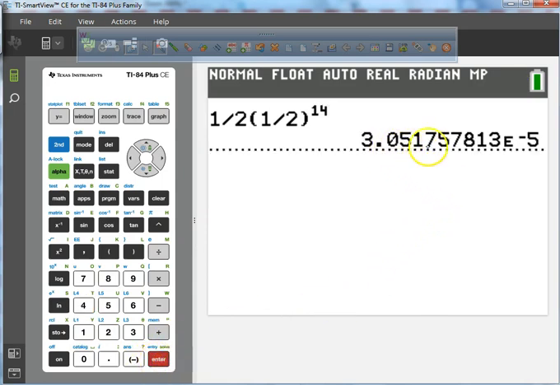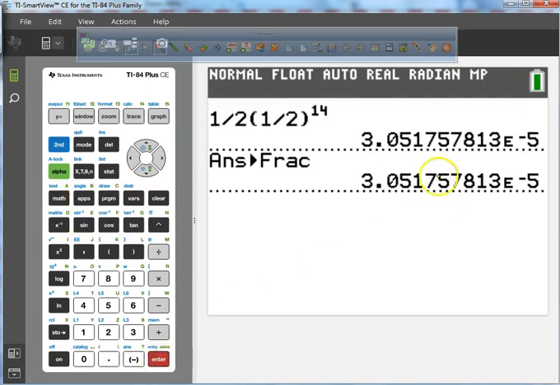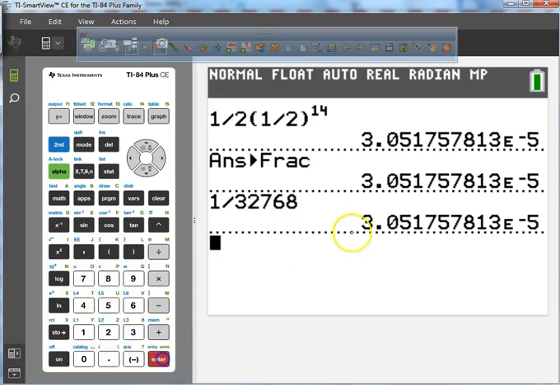You're like, well, that doesn't make a whole lot of sense. I don't know if it'll change it to a fraction. It may or may not. Doesn't look like it's wanting to change it to a fraction. But if I said 1 divided by 32,768, we'll get the exact same decimal. 3.05 and so on times 10 to the negative 5. So that's how you can check your answer.